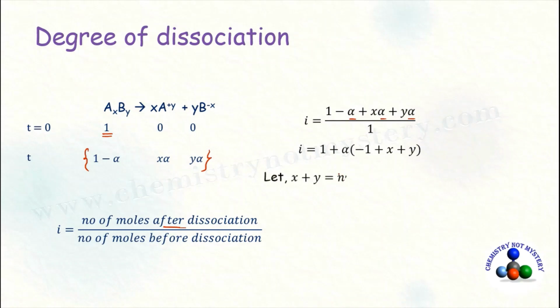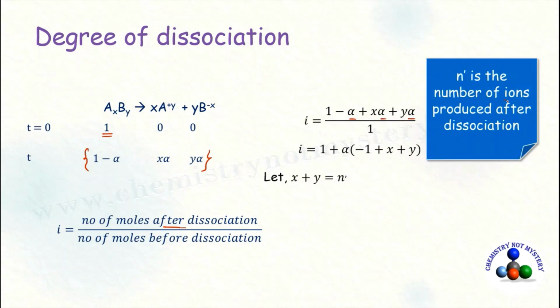Let x plus y be equal to n dash. Here x plus y is the number of ions produced after dissociation, which is equal to n dash. Now when you substitute the value of x plus y in this formula, you will get I is equal to 1 plus alpha in bracket n dash minus 1. When you rearrange it, you will get I is equal to 1 plus alpha in bracket n dash minus 1.